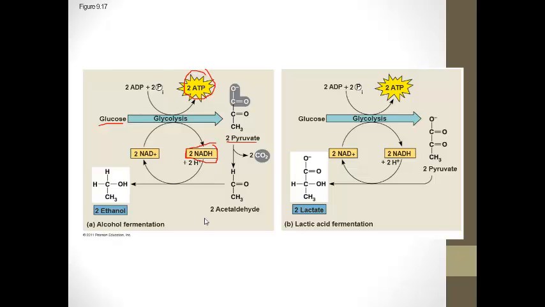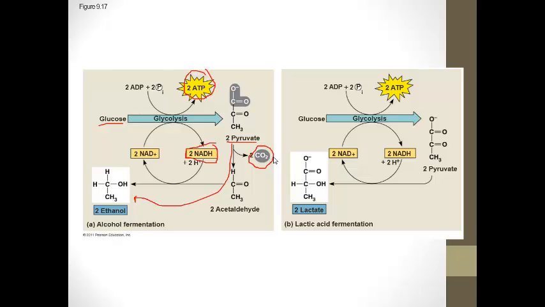During the process of alcohol fermentation, the pyruvate is going to be converted into a molecule called ethanol, which is alcohol. You can see that pyruvate is a 3-carbon molecule, ethanol is a 2-carbon molecule, so the other carbon is going to be released as carbon dioxide.